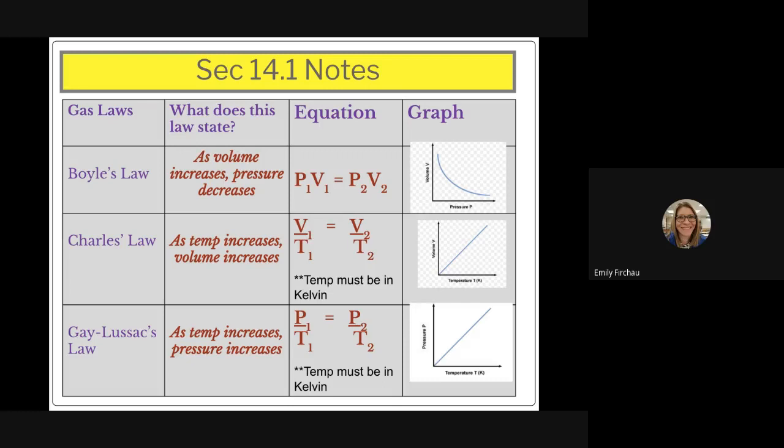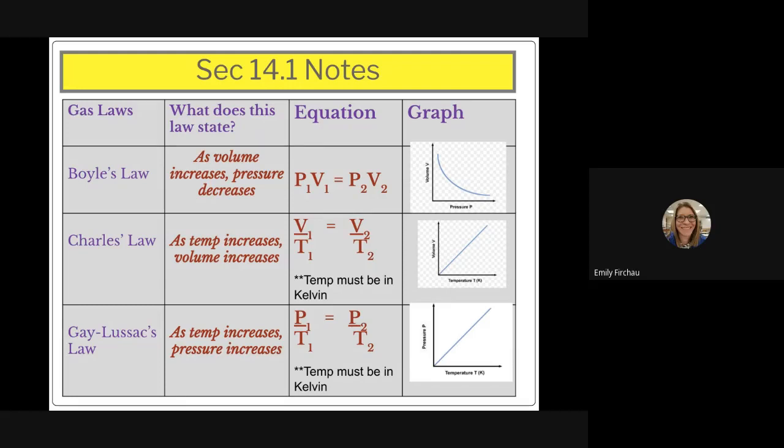And then Charles' law relates temperature and volume. So as temperature goes up, volume goes up. So that's a direct relationship. So as temperature increases, volume increases. So if it's direct, you divide. So V1 over T1 is equal to V2 over T2. A direct relationship is just a straight line going diagonal.